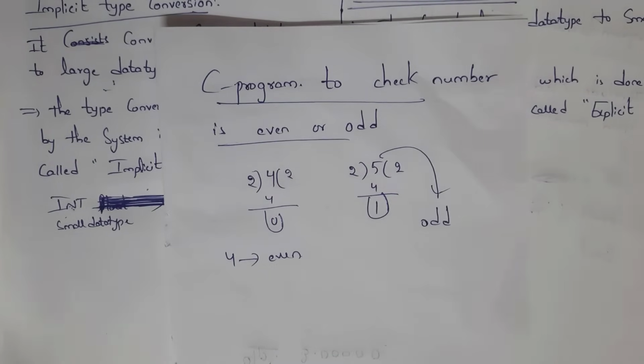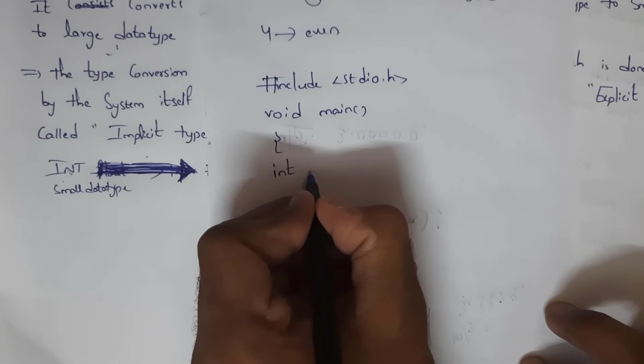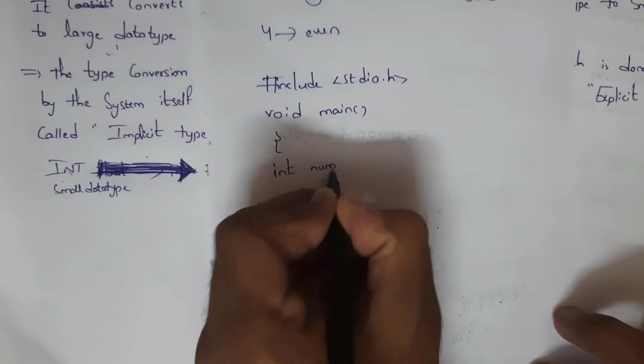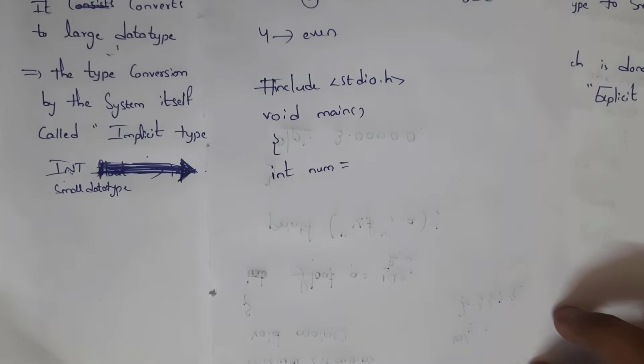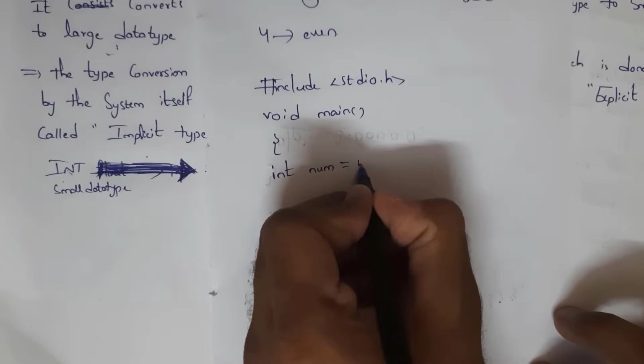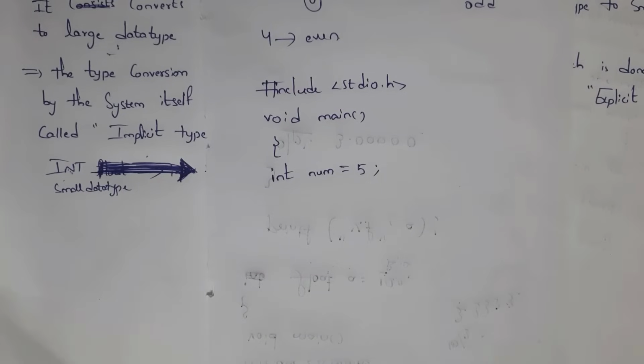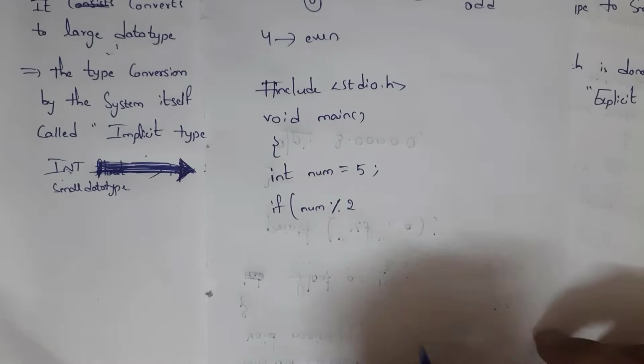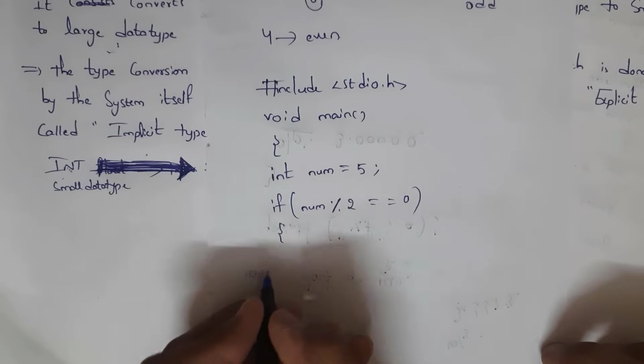I will write a C program to check whether a number is even or odd. I took int, and I gave the variable name num. I want to check whether 5 is even or odd, so I gave the value of number as 5. If the number is divided by 2 and we get remainder 0, then it is known as an even number.